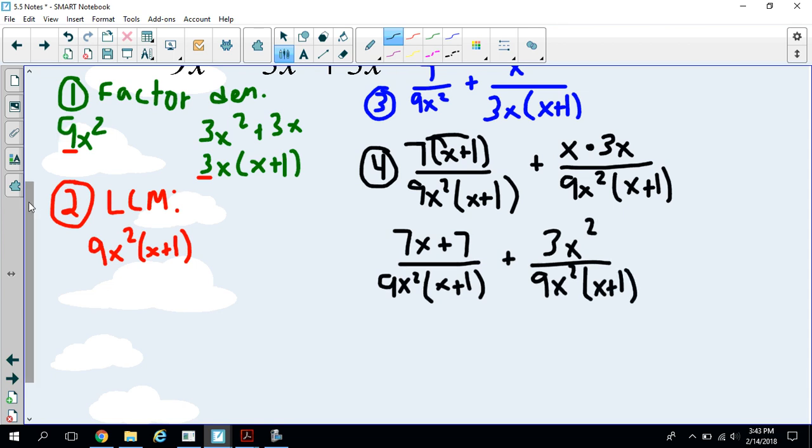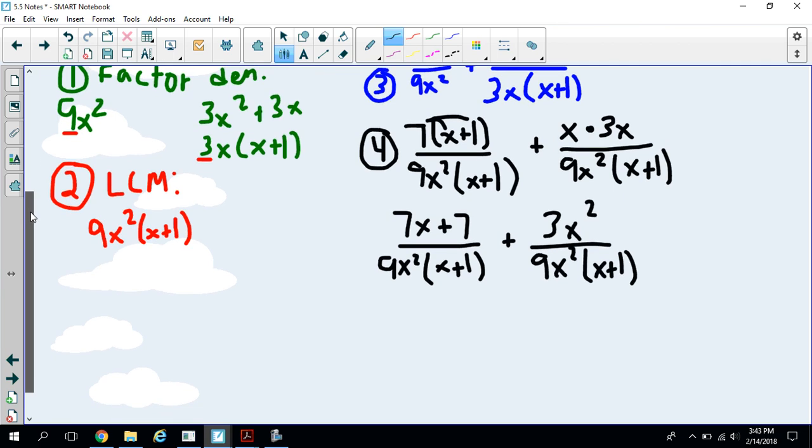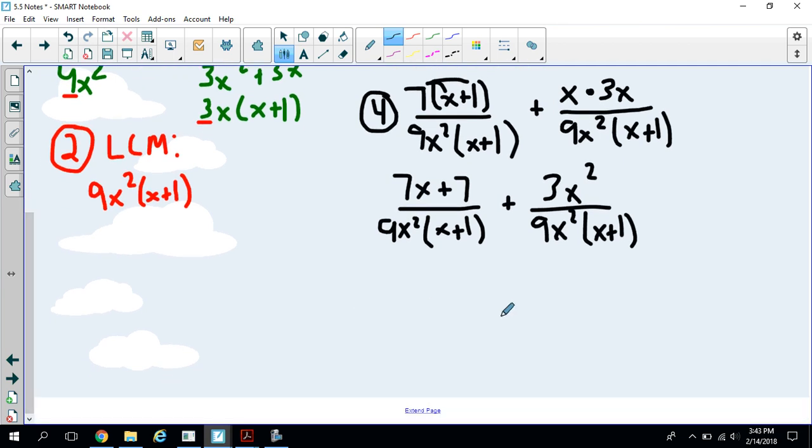Now that I got my denominators to be exactly the same, I just combine my numerators. So 7x, there's nothing common that I can add it with. 7, I can't add that with, and 3x squared. So now what I'm going to do is write my quadratic in ascending order. Setting it equal, I have 3x squared plus 7x plus 7, and that's all going to be over my common denominator of 9x squared times x plus 1.